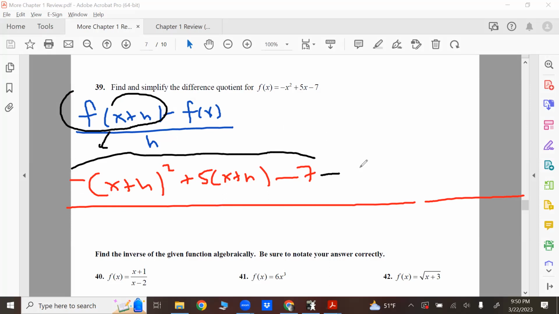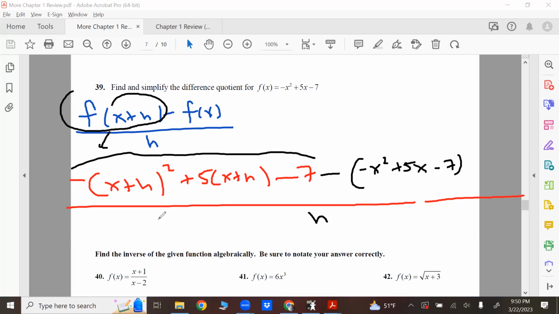Then minus f of x, which I have to put in parentheses because I have to distribute the negative afterwards. So the first part, x plus h, is always just going to be the original equation, plugging in x plus h for x. Yep, 100%. And then all over h. The f of x is just the regular equation. Just what it is, yep.